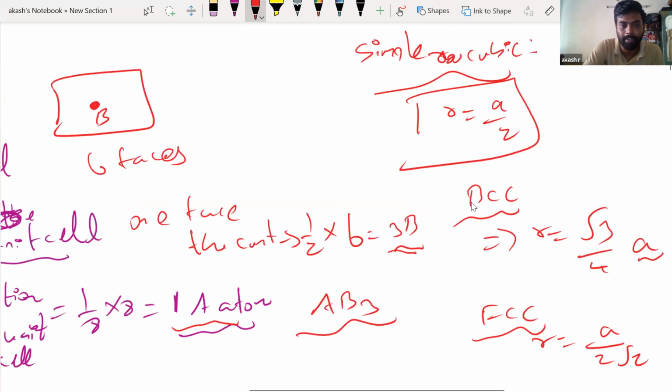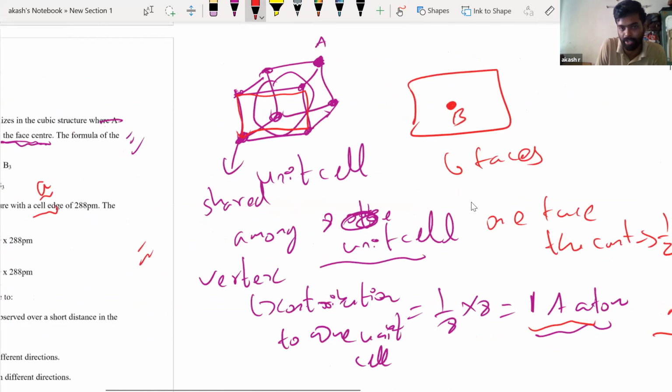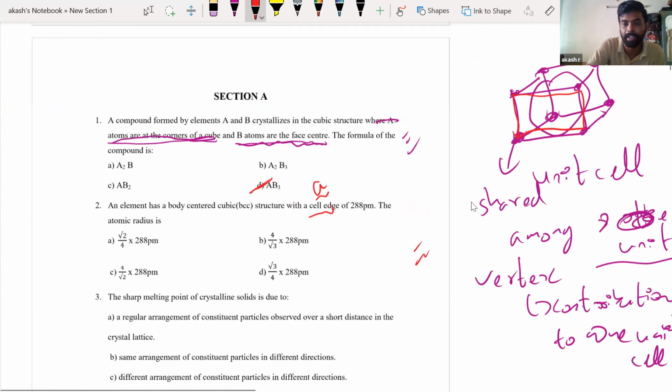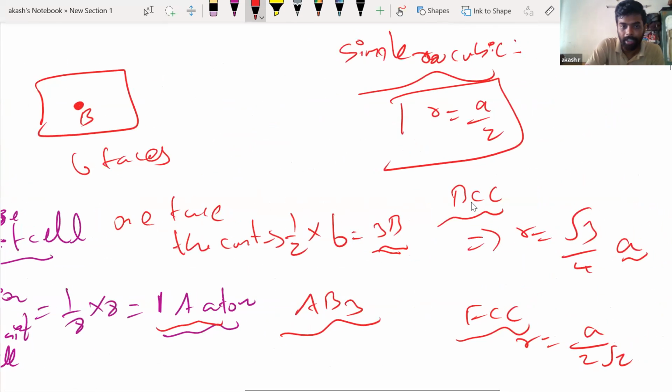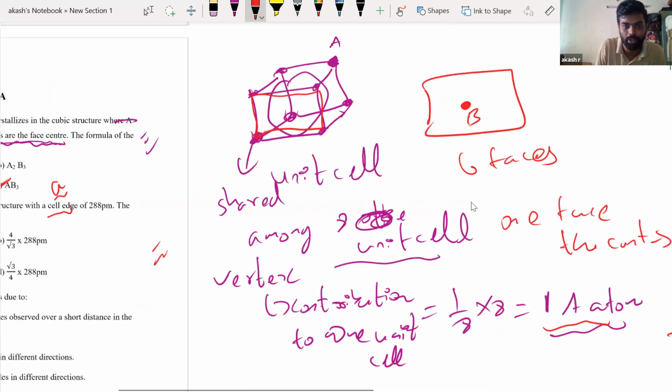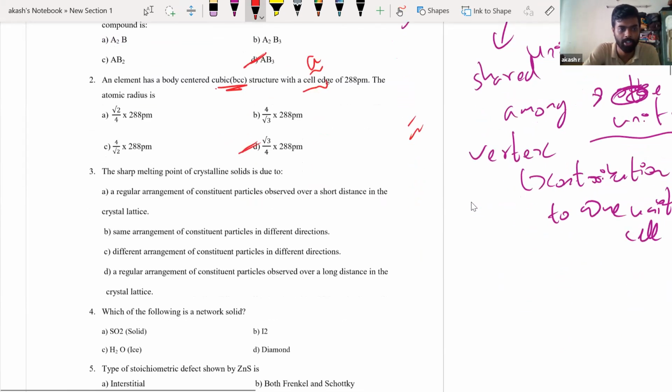Right. Now they have given us that this is going to be a body-centered cubic BCC structure. So obviously I know the formula is R is equal to root 3 by 4A. Right. So now what is the answer then? A is 288. Root 3 by 4 into A, where A is 288 picometers. Very easy. Okay, moving on to the next question.